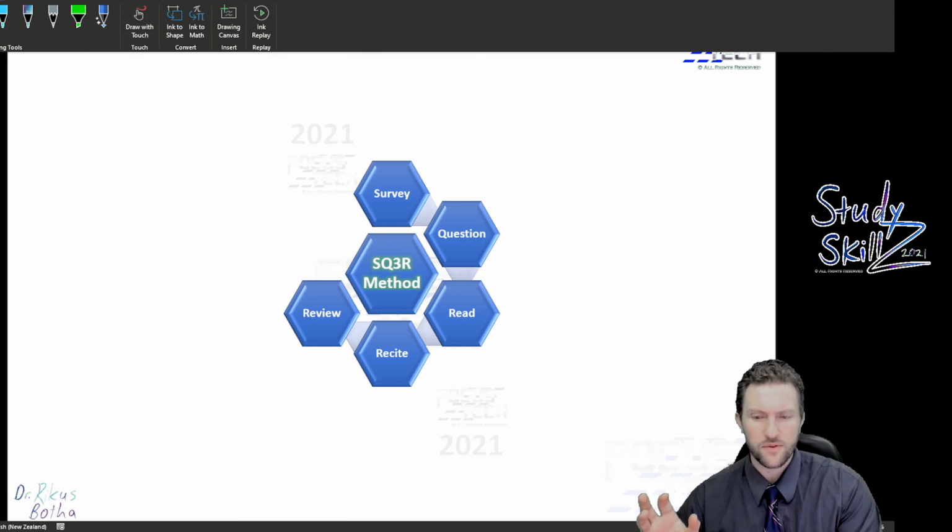So launching right into it. So SQ3R, what does it stand for? Very simply, we have survey, question, read, recite, and review. Now, what are each of these components? What are you supposed to do? Why is it important or even relevant when it comes to making notes?